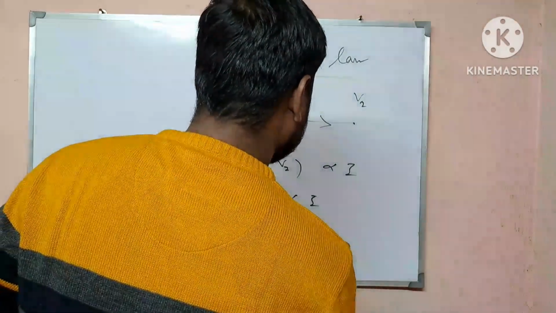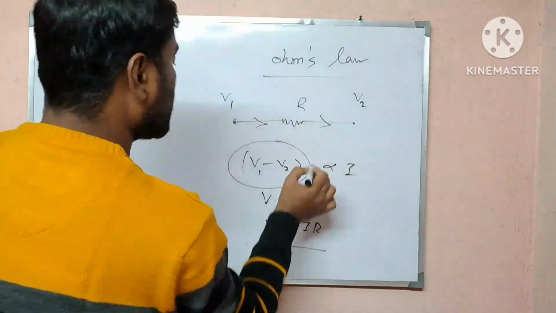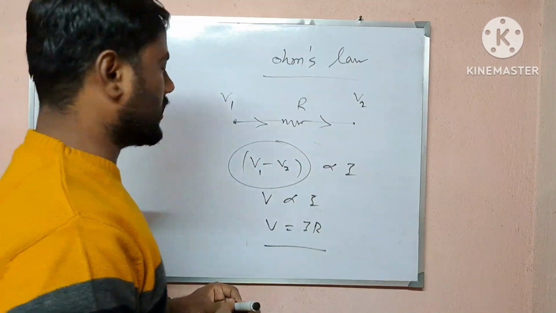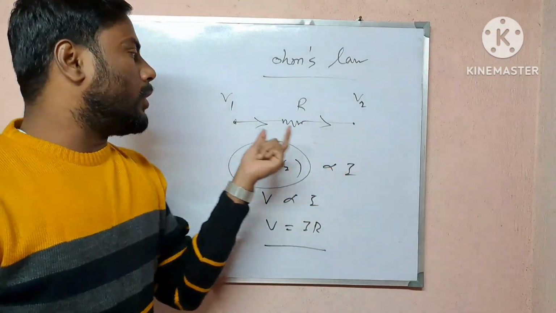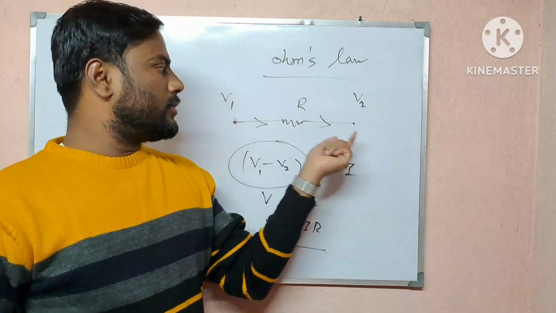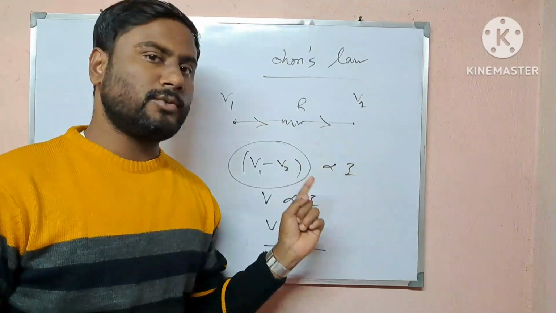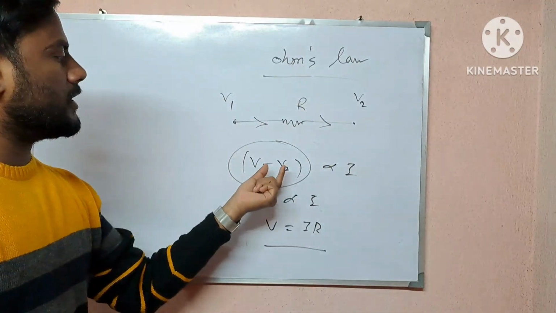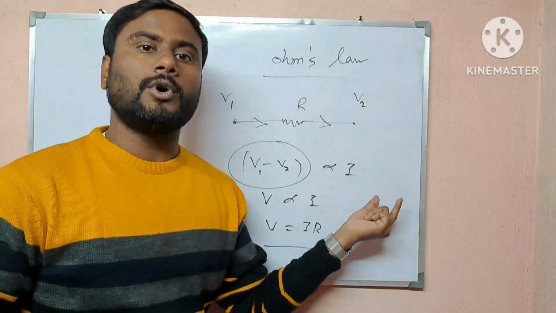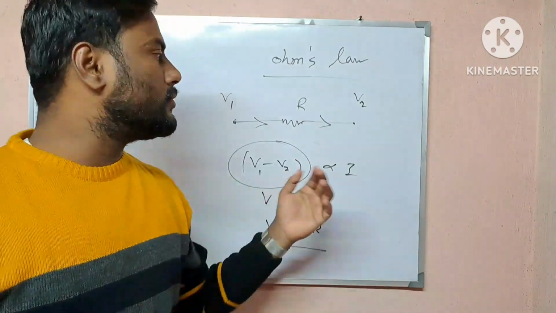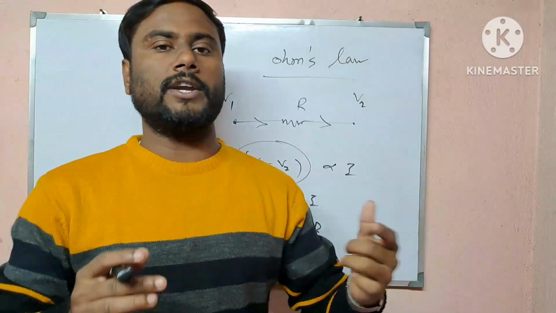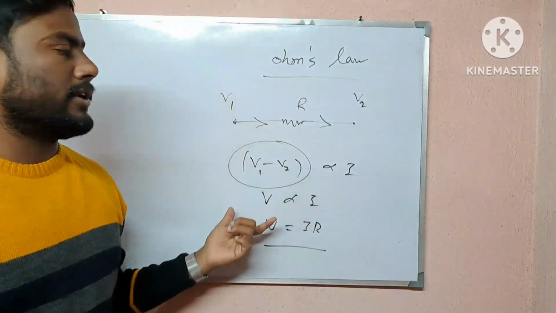So V is equal to I into R, where R is a constant, and V is basically the potential difference between the two ends of the conductor. So according to Ohm's law, if there is no potential difference between the two ends of the conductor, no current will flow. Just see here, the potential difference is directly proportional to the current that flows through it. So if there is no potential difference between the two ends of a conductor, then no current flows through it.